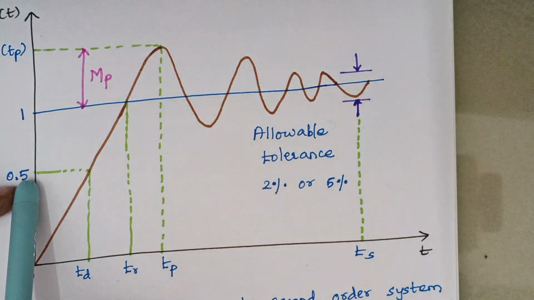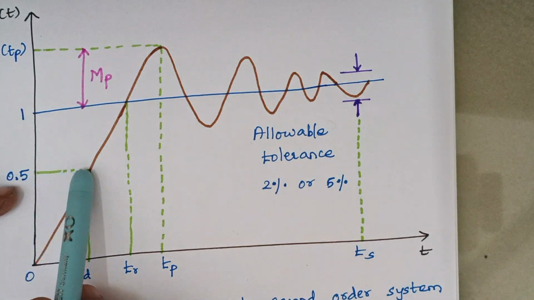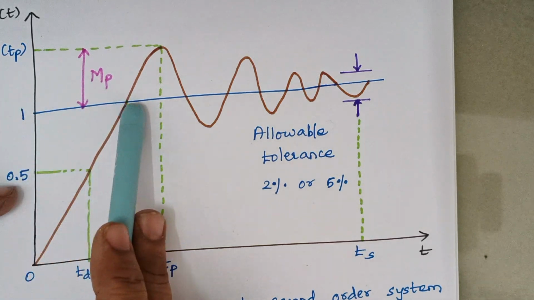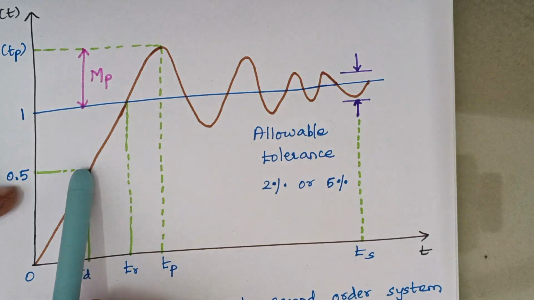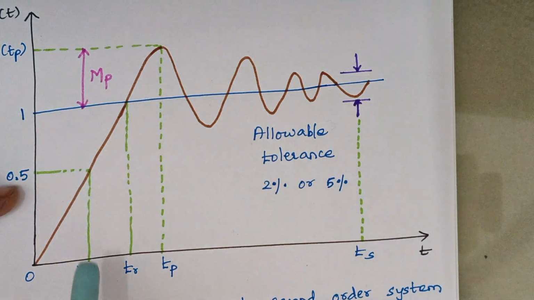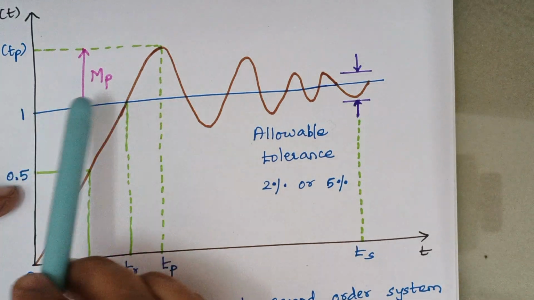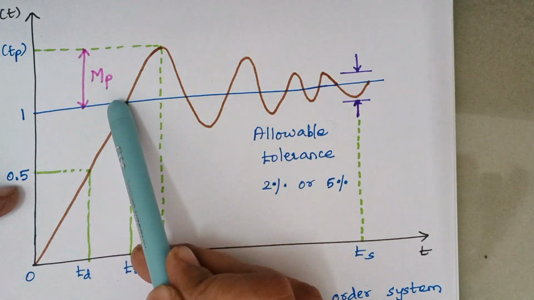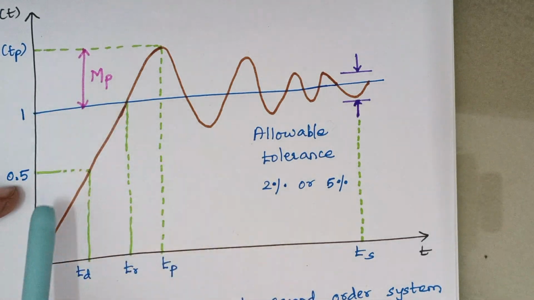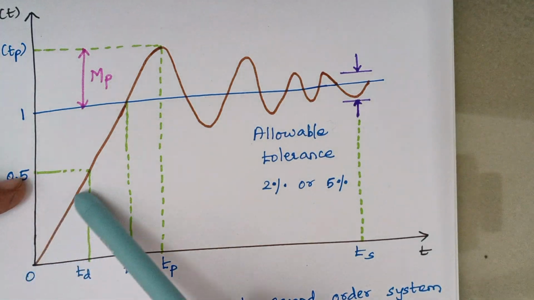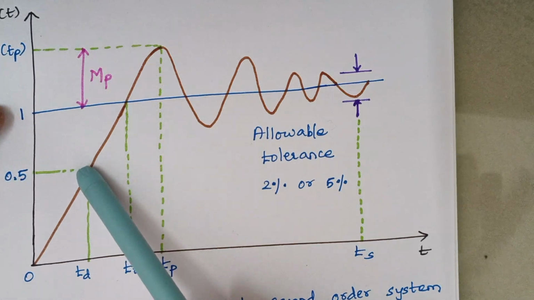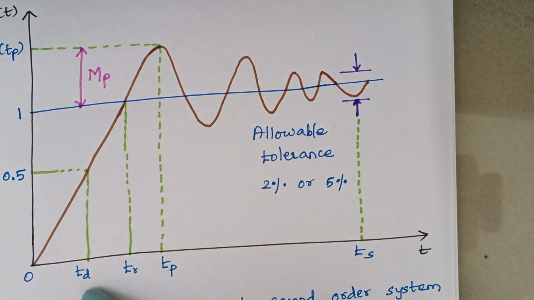So the time taken by the response to reach 50% of the final value. Here this is your final value. The time taken to reach half of its final value is known as delay time. It is denoted by the letter TD. Right. So the final value is 1, and the time taken to reach half of the final value, half of 1, is nothing but 0.5. Whenever the output response of the system reaches 0.5, that is 50% of its final value, that is known as delay time.